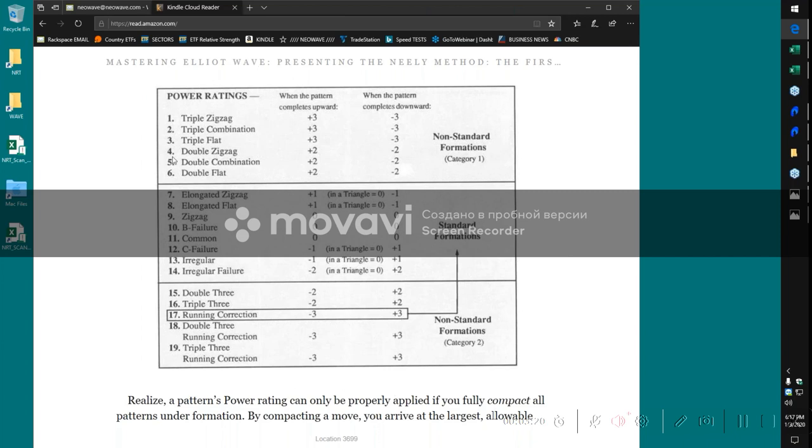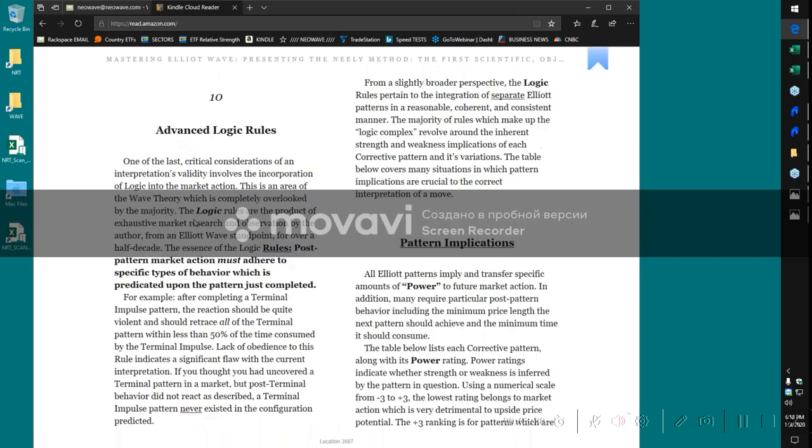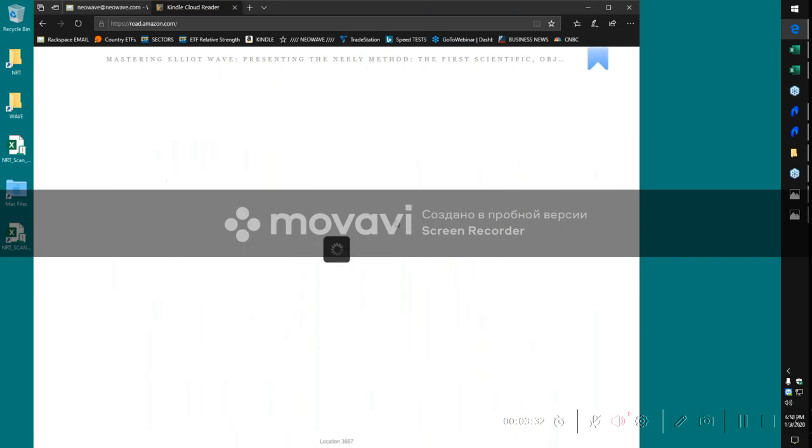So just by looking at this page, you can see how strong or weak a pattern is, and that helps you to figure out how it might integrate with other patterns that are surrounding it.